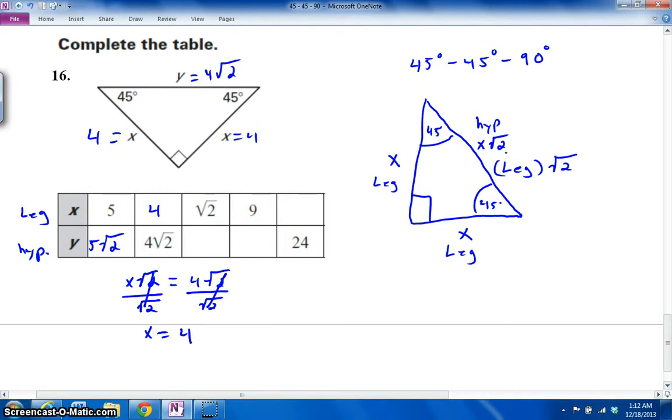Alright, so setting your rule equal to the side that you have will get you an algebraic equation you can then solve for your unknown. So there's the algebraic way of solving for that as well. But I think it's much easier knowing that the number in front of the square root 2 is the legs of your 45-45-90 right triangle.